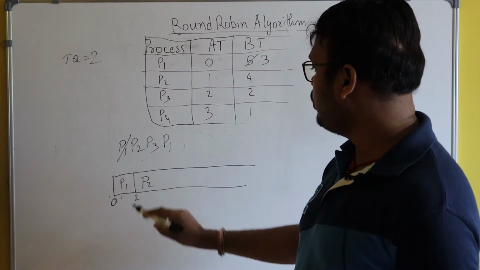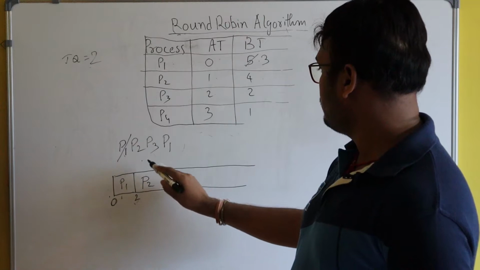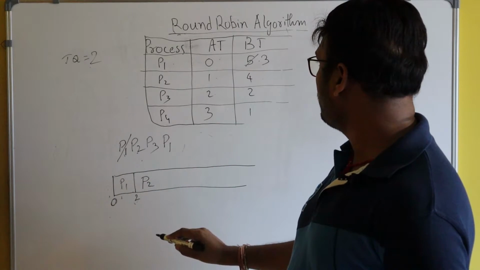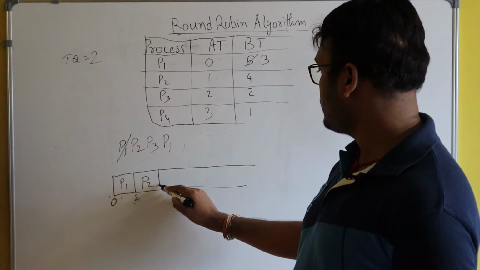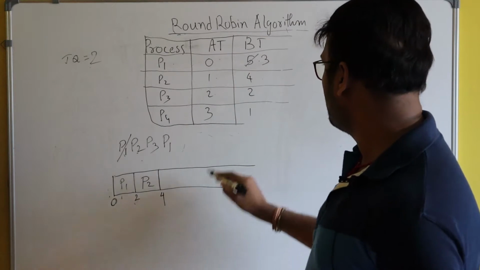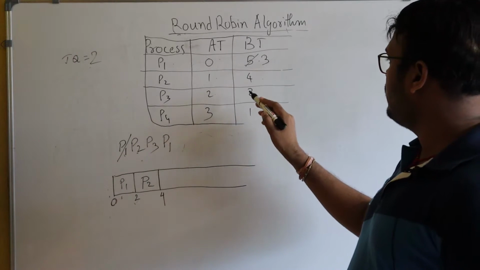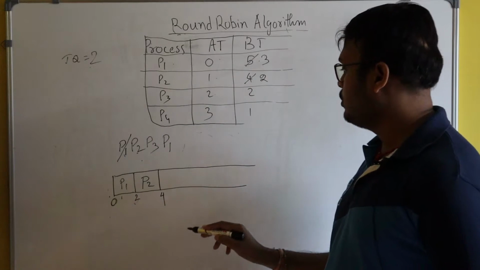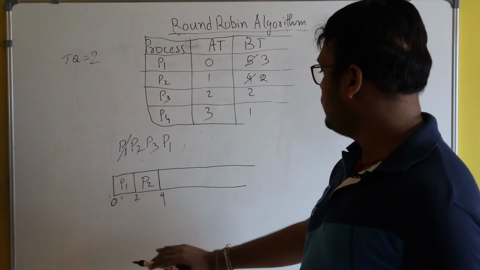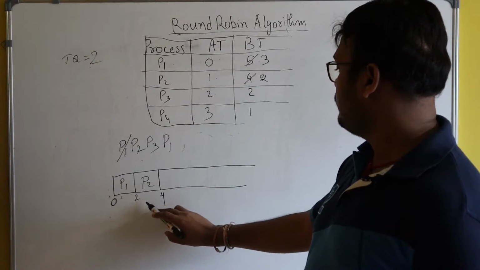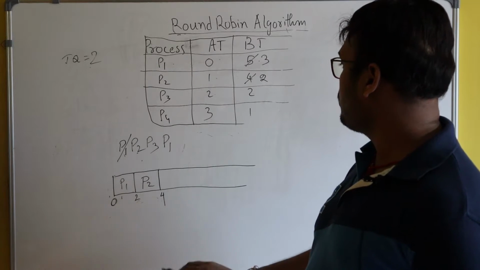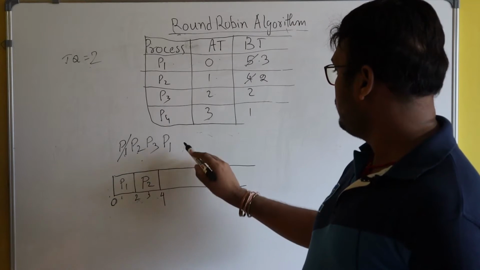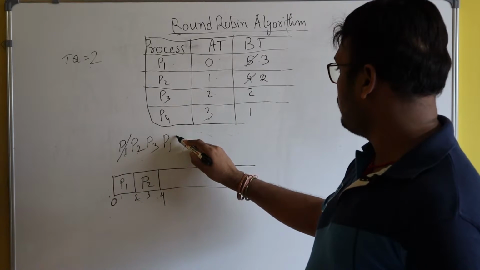So now you see, CPU will be given to P2, because P2 is after P1. So obviously P2 will execute for 2 seconds. So how much time is left for P2? 4 minus 2, 2 seconds left. So now you see within this time, any process arrived? Yes, P4 arrived at 3rd second. So I will write here P4.